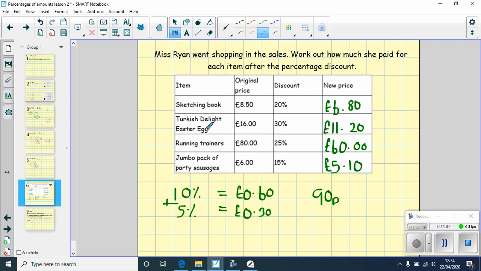Okay, so what we've done there is we've looked at finding percentages of amounts in the first few questions, and then we've also looked at taking some percentages off. So we took 20% off, 30% off, 25% off, and 15% off. And that's actually getting a little bit in front for tomorrow's lesson.